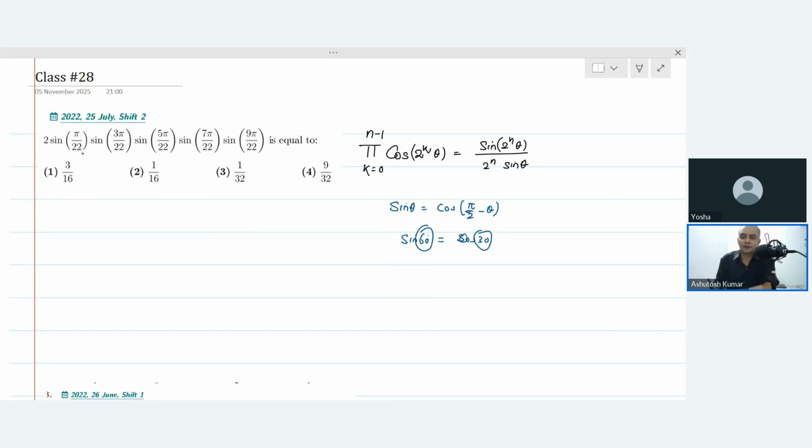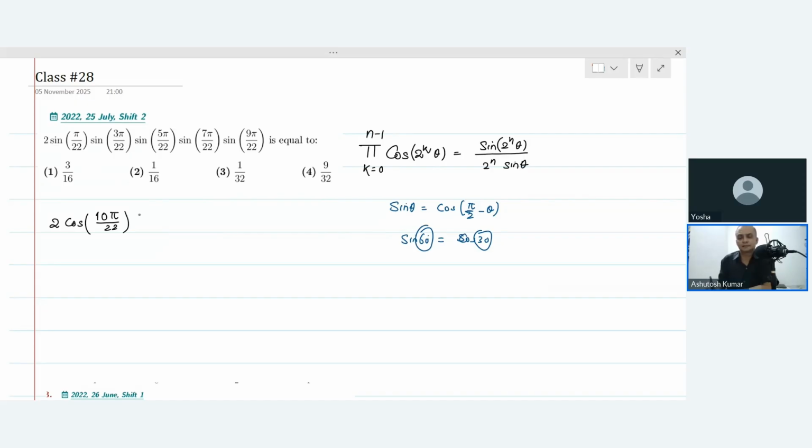So I have pi by 22, and I need 11 pi by 22, then only it will become pi by 2. So I'm adding 10 pi by 22, and we get cos of 10 pi by 22.